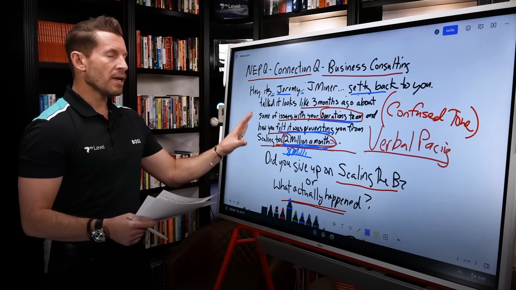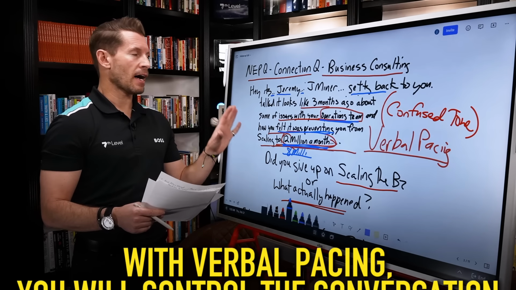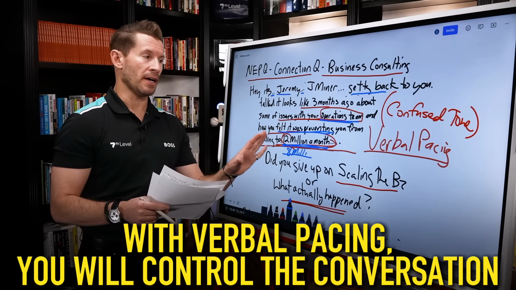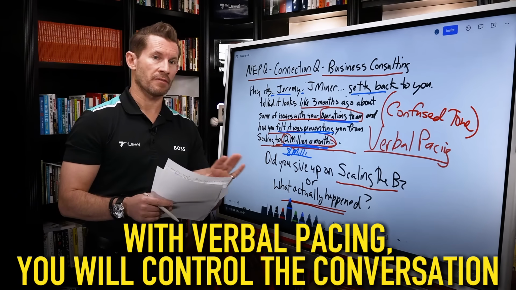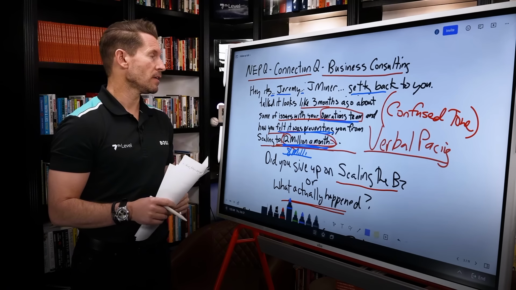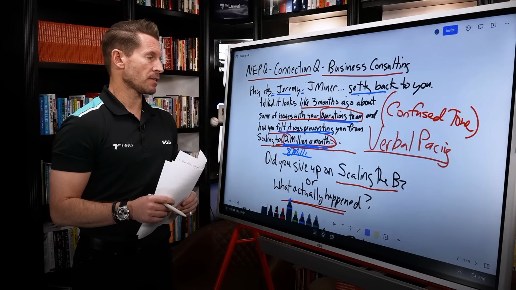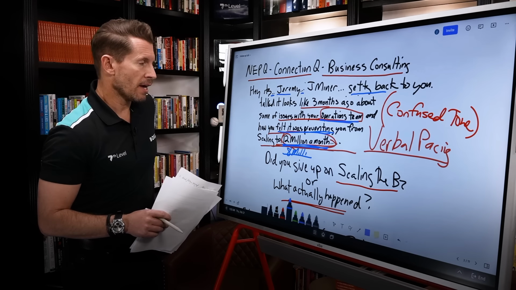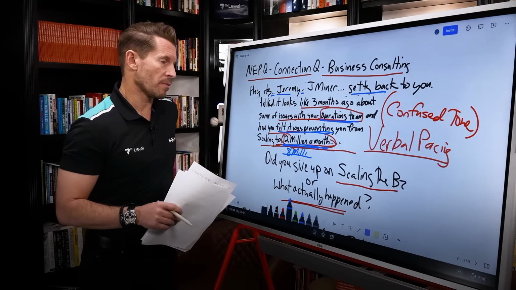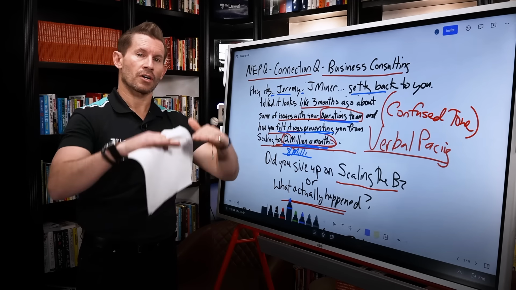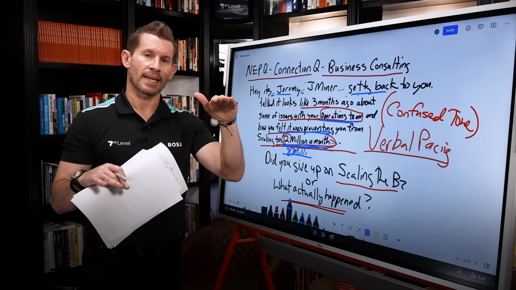Now, when you verbal pace it out like that, I will tell you, you will control that conversation right there. It's very rare that they cut you off. Very rare. Because hear my tone. If I do it like this: hey, it's Jeremy Miner getting back to you. It looks like we talked 3 months ago about some issues with your operations team and how you felt it's preventing you from scaling to 12 million. Yeah, we did, but we're not interested. Because your tone has already triggered sales resistance because you sound like a telemarketer, you're monotone.